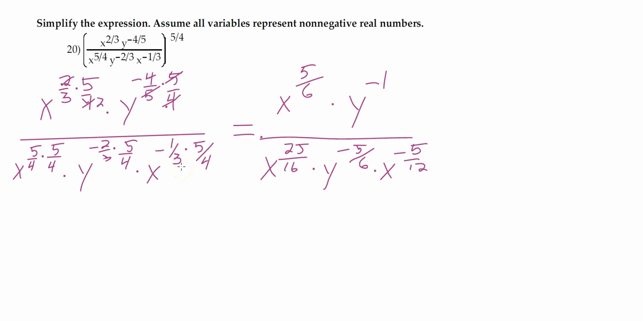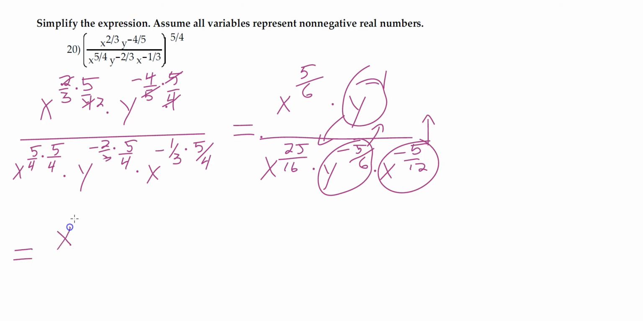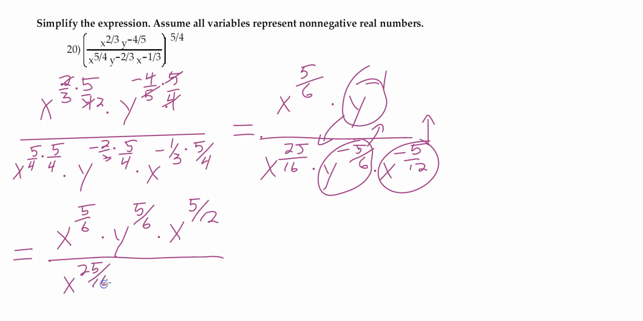Okay, now we have negative exponents. So the negative exponents are going to move up or down to make them positive. We have 3 with negative exponents. So we now have, on the top, the x to the 5/6. We have a new y to the 5/6 and an x to the 5/12 that came from the bottom to make positive exponents. On the bottom, we have x to the 25/16, and we have a y to the 1 that moved from the top to the bottom to make positive exponents. Okay, now we get to simplify.